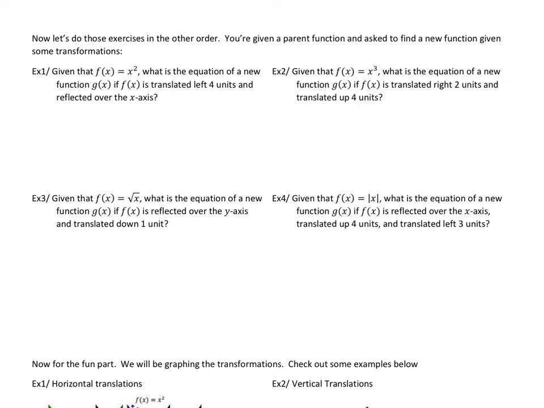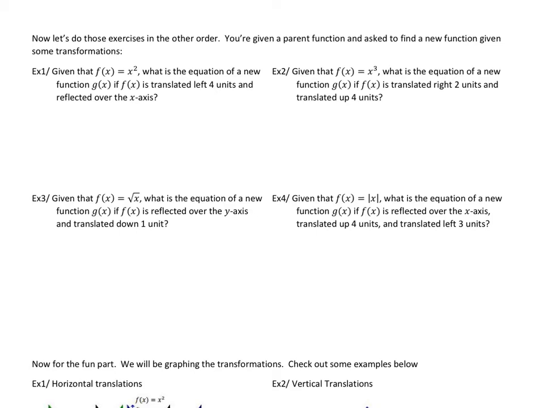So now we will do these examples in the exact opposite order. In these next 4 examples, I'm only going to do 2 of them for you so you can practice a couple of them on your own. So we'll look at example 1.